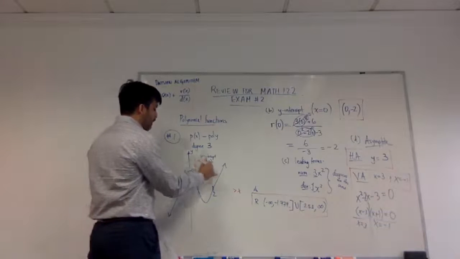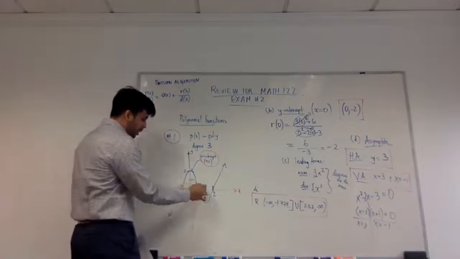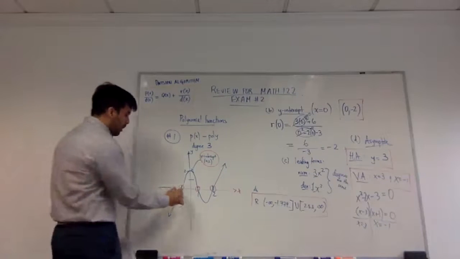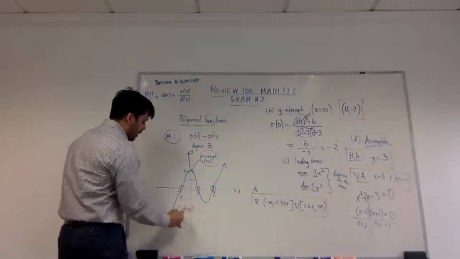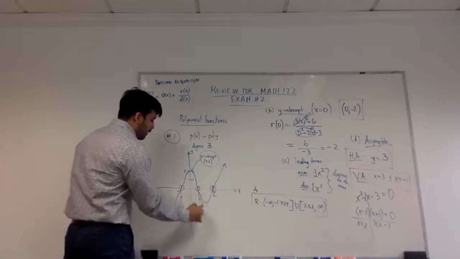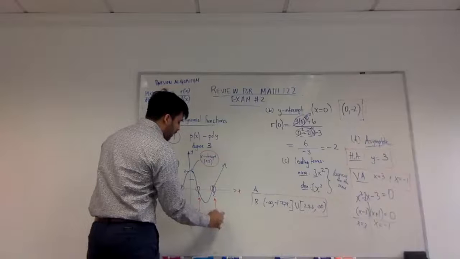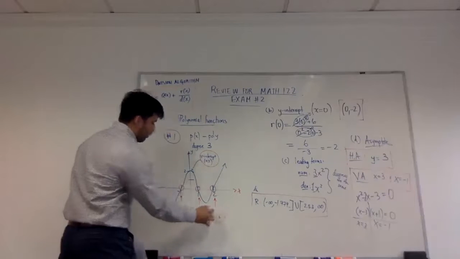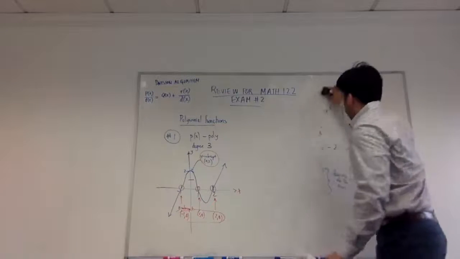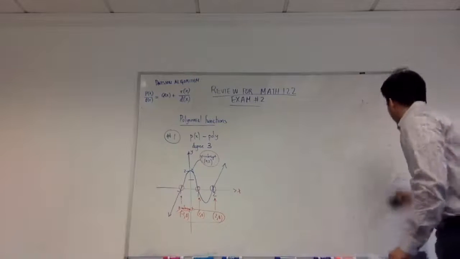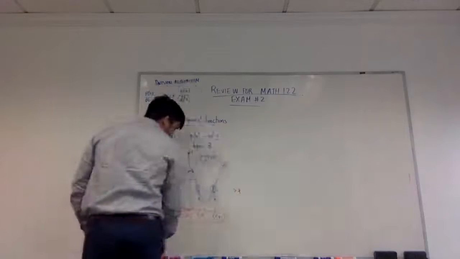So it crosses my y-axis at (0, 2). It crosses my x-axis at 3 points. So this will be my x-intercept. My x-intercept is (-1, 0). My x-intercept here is (1, 0). And my x-intercept here is (2, 0). So these are my x-intercepts. Great. So I found my x-intercepts. I found my y-intercept.